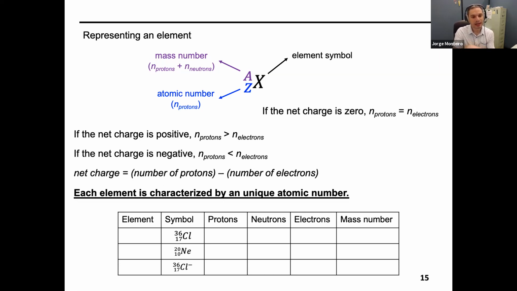Attention here: each element is characterized by a unique atomic number. The atomic number tells us which element we are talking about, and it is unique for each element.